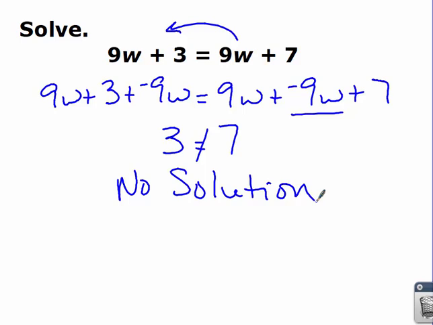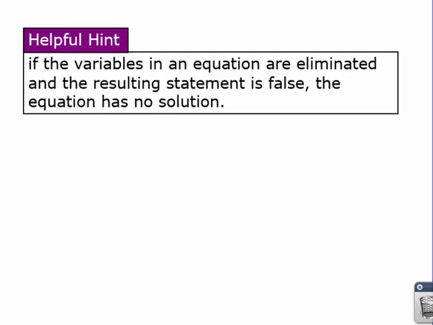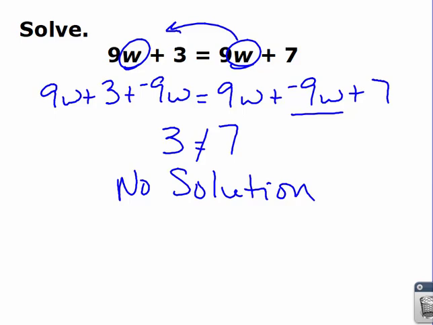Because what that means is that there's not a value that I can plug into this w. There's not a real number that I can plug in that will work. So again, if the variables in an equation are eliminated, they go away, and the resulting statement is false, the equation has no solution. So you have to be able to recognize when my variables are going to cancel out and whether or not that's going to make a true statement or not.